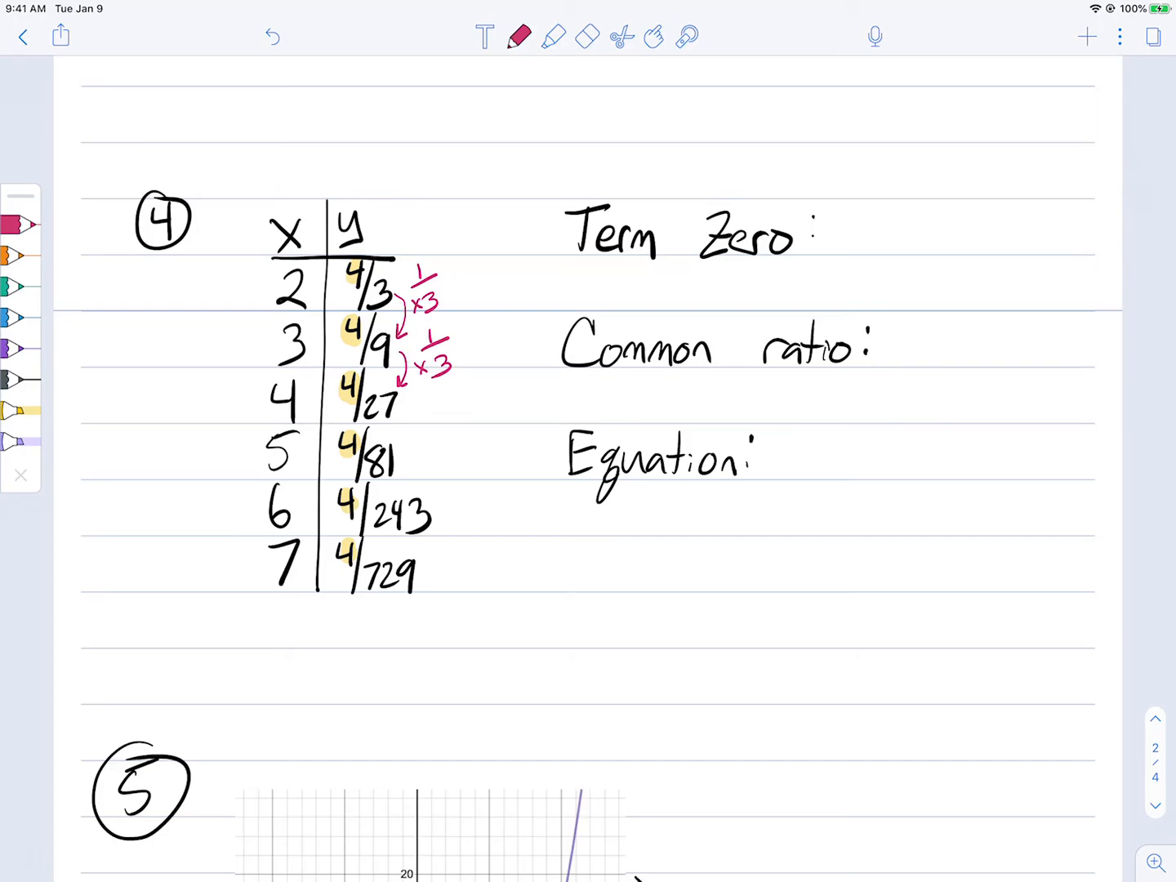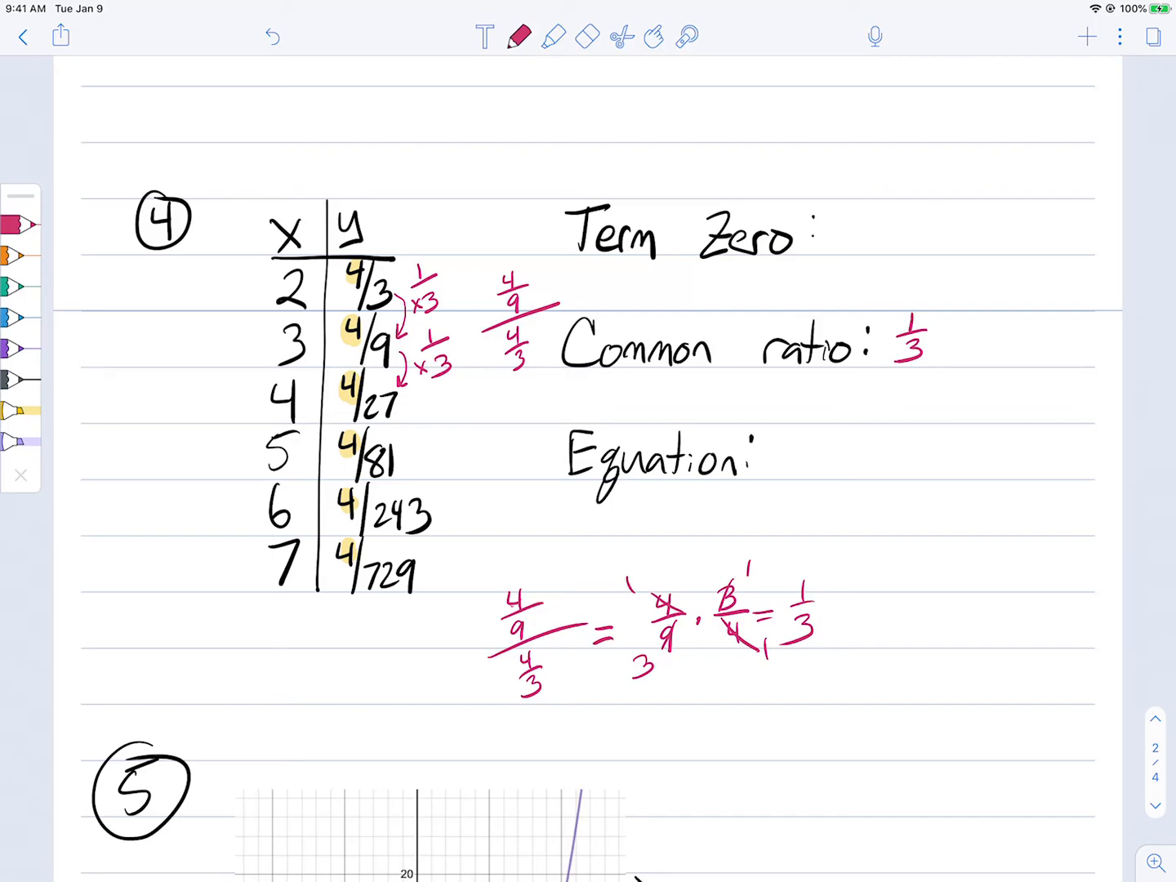Now, if you weren't sure about that, you could still do the 4/9 divided by 4/3. Remember that dividing by a fraction is the same as multiplying by the reciprocal. So I can multiply by 3 over 4. My 4's cancel, and my 3 and 9 reduce, and I still get my 1/3. So using the ratio of a y term divided by its previous term will still work for you. So my common ratio is multiplying by 1/3.